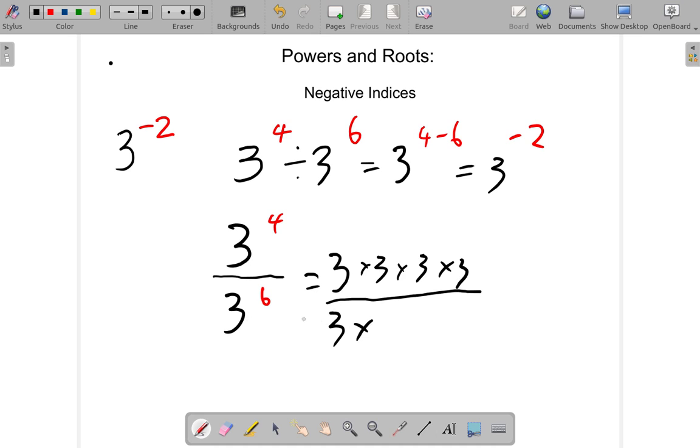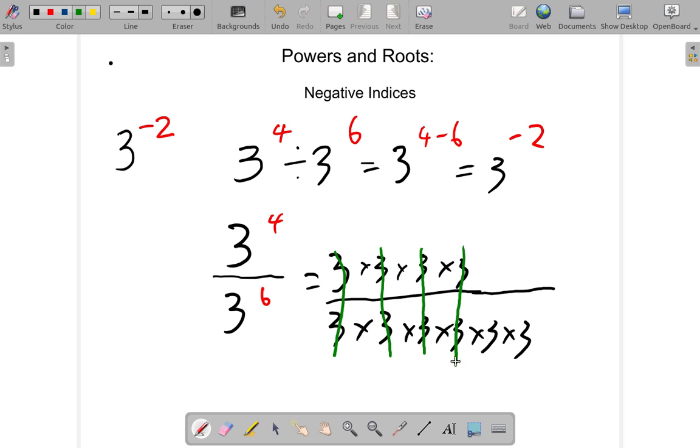3 times, how many 3's we have down here? 6. 3 times 3 times 3 times 3, that's 4 so far, times 3, that's 5 of them, times 3, 6 of them, and they all multiply. Then let's cancel down. 3 into 3, 1, 3 into 3, 1. Let's cancel. 3 cancels 3, 3 cancels 3, 3 cancels 3. What do we get here? At the top you have 1 divided by 3 times 3. But this amounts to 1 over 3 squared.